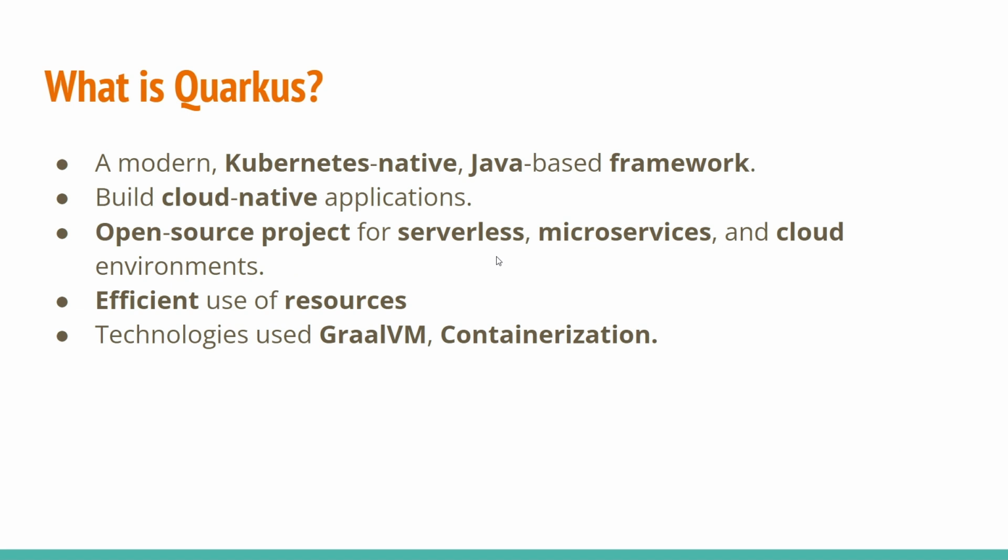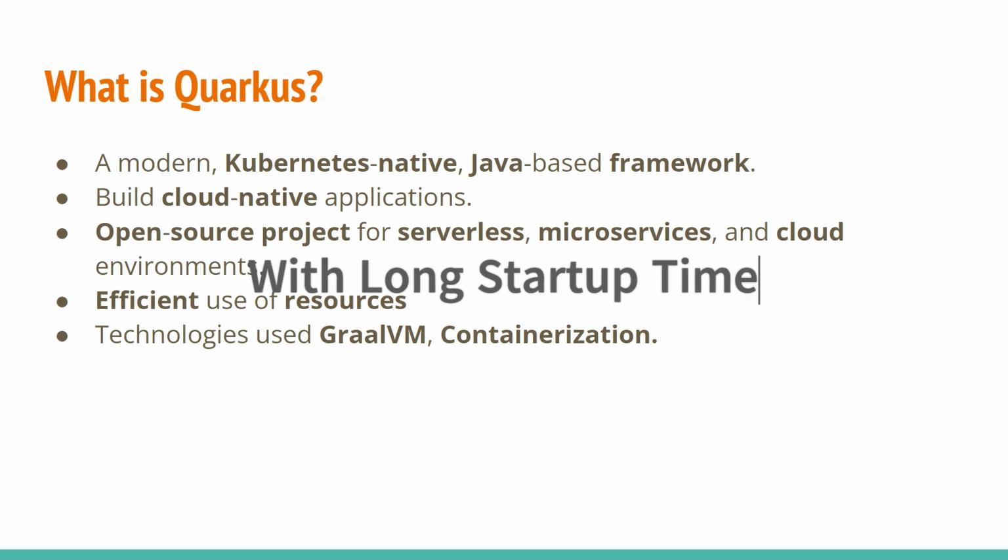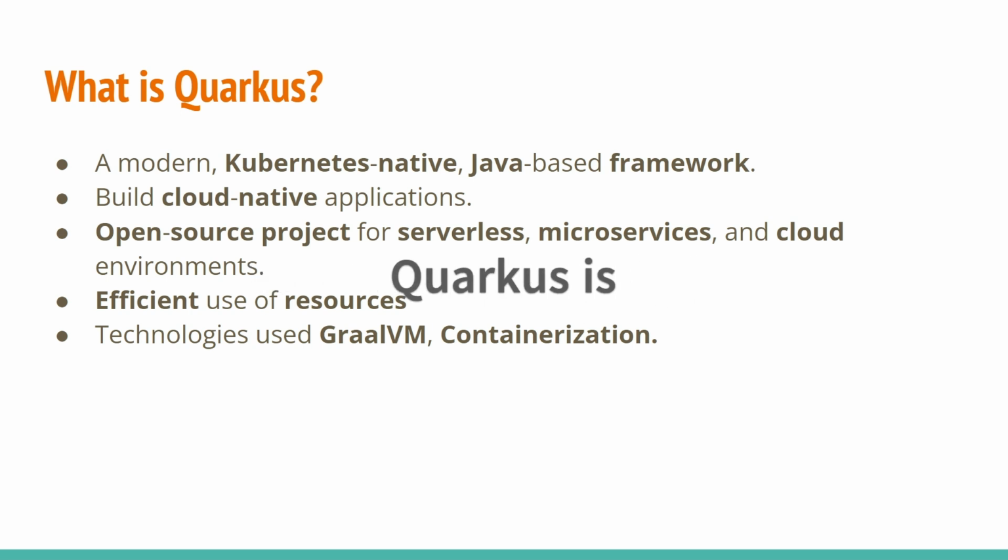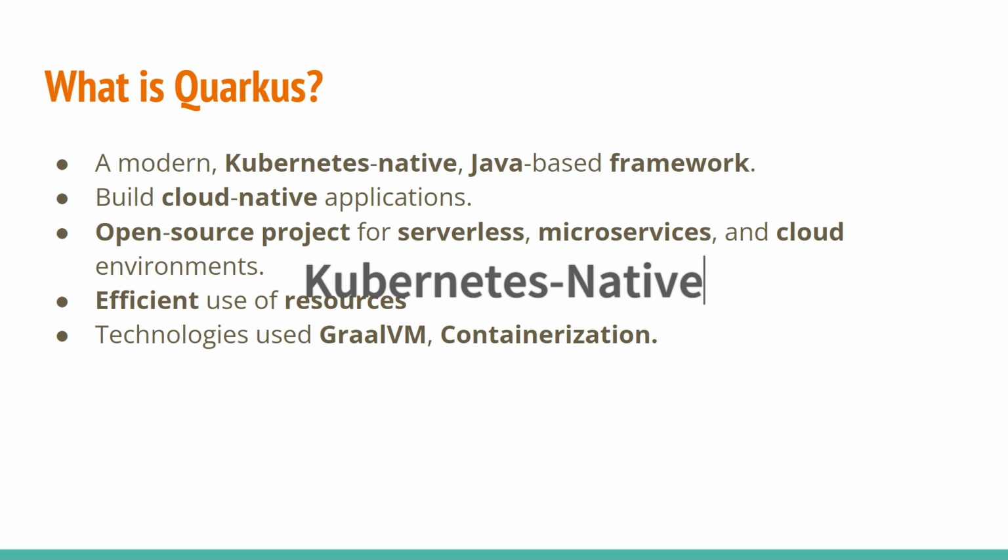Traditional Java stacks were engineered for monolithic applications with long startup times and large memory requirements, in a world where cloud, containers, and Kubernetes did not exist. Java frameworks needed to evolve to meet the needs of this world. Quarkus is a modern Kubernetes native Java-based framework designed for building cloud native applications.